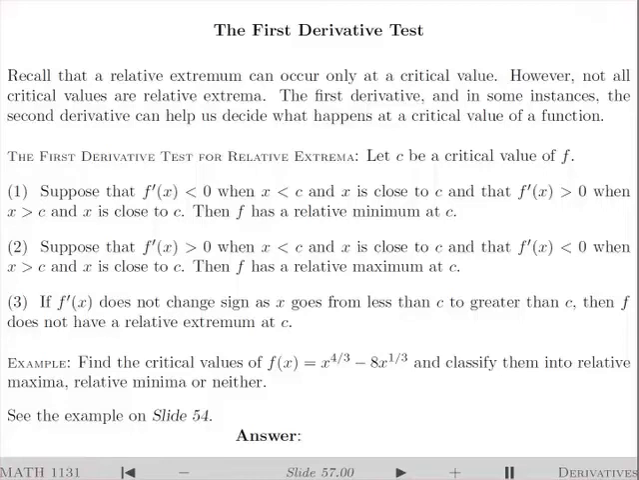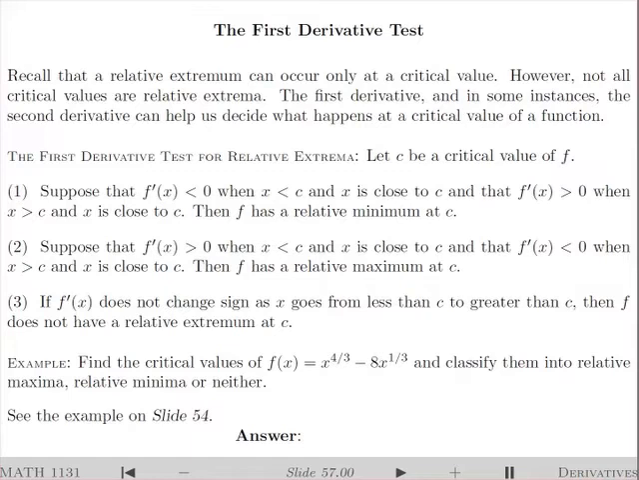Welcome. Earlier, we saw that relative extrema are critical values, but not every critical value is a relative extremum. In any case, we need to know if the critical value is a relative maximum or relative minimum more specifically, rather than just that it's a relative extremum. We can use the first and sometimes second derivative to make this determination. We will see now how we can use the first derivative to do this. It goes by the rather prosaic name of the first derivative test.